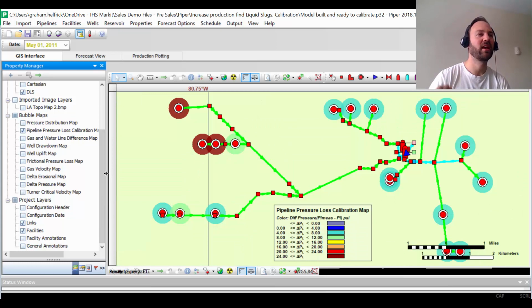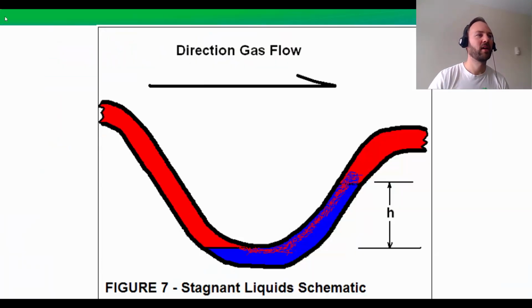Okay, so putting our detective hats on, how do we rule out whether liquid slugs are even possible in this area? Well, it all has to do with the velocity of the gas. Okay, so if we look at a pipe, we've got gas going through here, and usually there's water too. Now, in this case, we have some liquids trapped in the bottom of this pipe, and you can imagine the pressure loss that's going to cause.